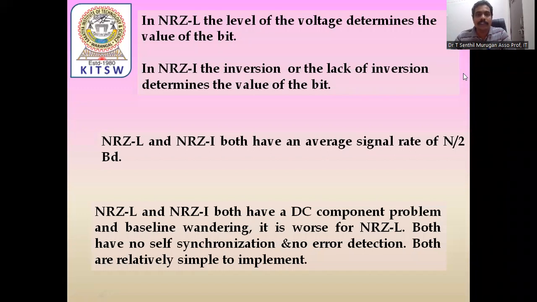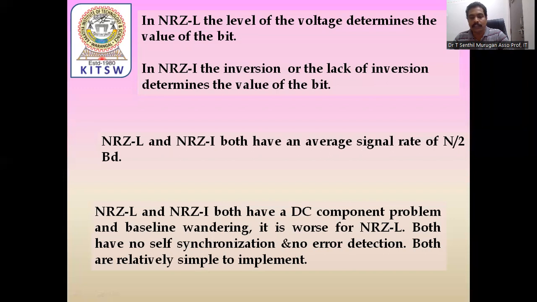So in NRZ-L, the level of voltage determines the value of the bit. But in NRZ-I, the lack of inversion determines the value of the bit, so inversion is what is detected. Both have an average signal rate of N/2 baud. Both NRZ-L and NRZ-I have a DC component problem and a baseline wandering problem. It is worse for NRZ-L.